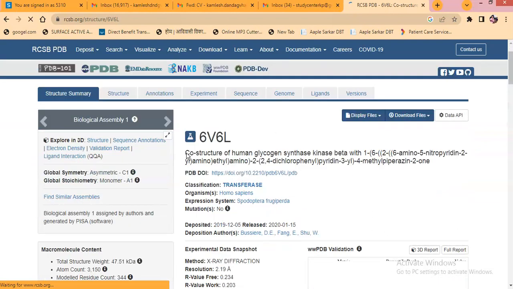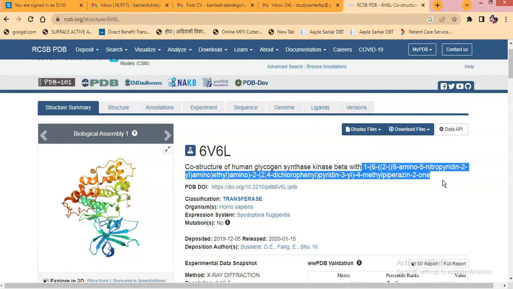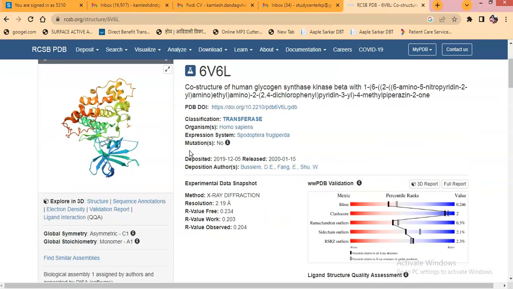So now what they mention is the co-structure of human glycogen synthase kinase beta with its native ligand. So it was co-crystallized with this native ligand. Here again some information is mentioned. The organism is Homo sapiens, from where it was collected.